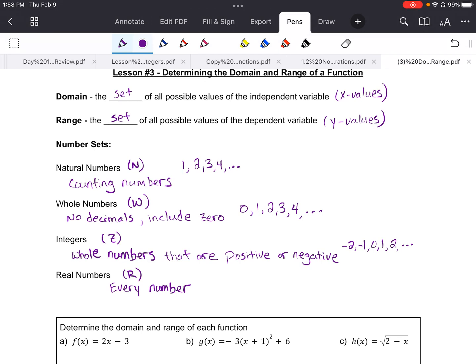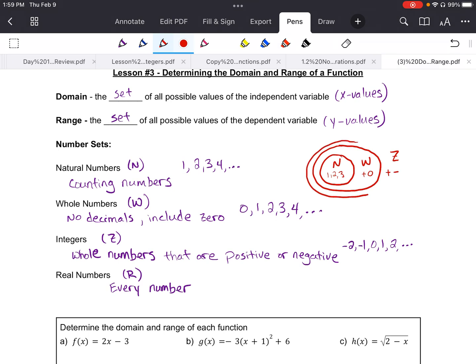Okay, so just as a quick refresh of those, natural numbers, 1, 2, 3. Then we have whole numbers, which are the same as natural numbers, but we're adding 0. Then we have integers, which is all whole numbers, but you're doing plus or minus. And then finally you have real numbers, which is everything.